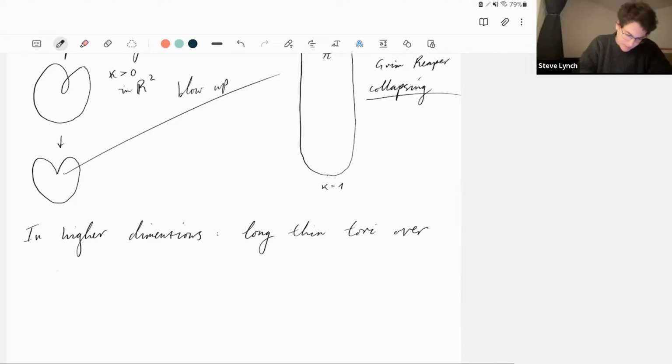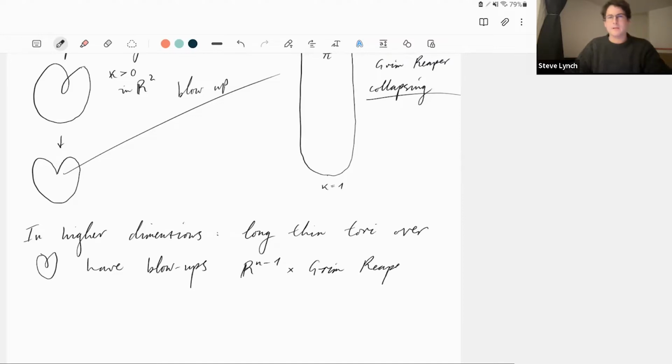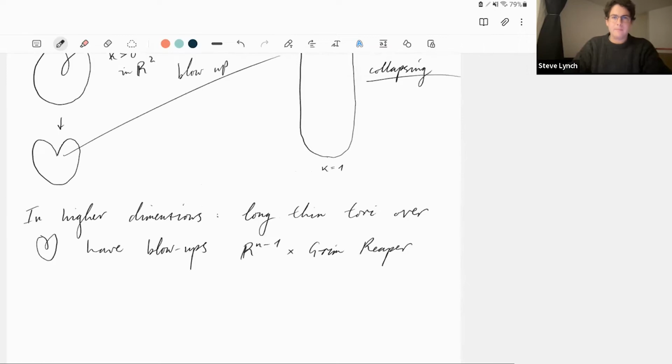So if you take a long, thin torus over this kind of self-intersecting curve, then you can extract blow-up limits, which are like R^(n-1) times the Grim Reaper, if your original solution was n-dimensional. So the next question you might ask is, is there any further condition we can place on the initial data which might rule out these collapsing blow-up limits?